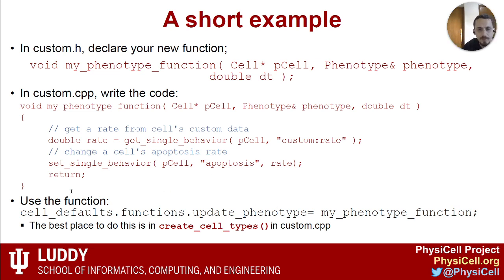And lastly, you need to assign this new function, my phenotype function, to the right cell type. In our case here, in this project, we just assign it to the default cell, because in this hypothetical scenario we have just that cell. And the assignment of this function will be in the create cell types function in custom.cpp.